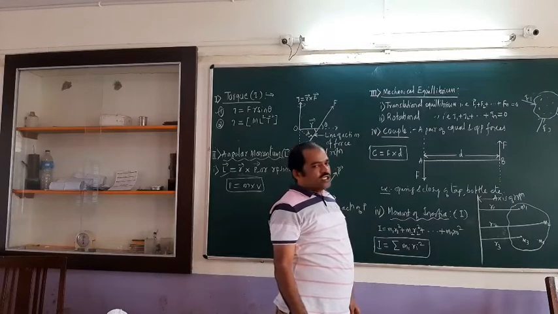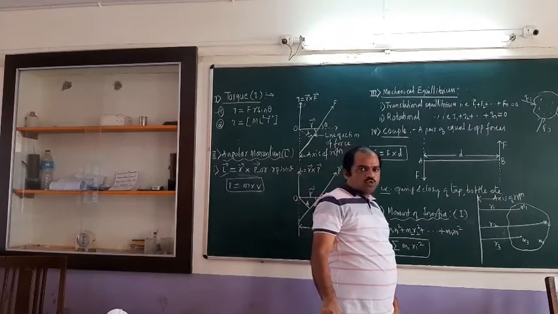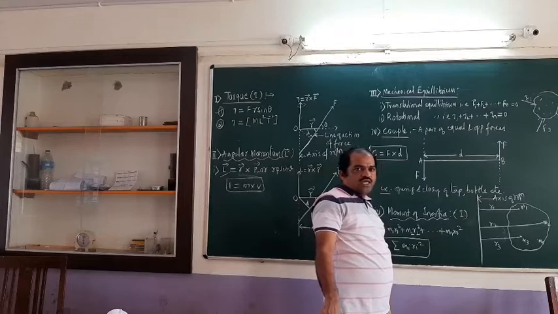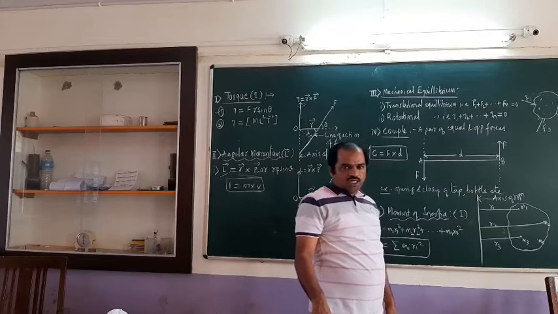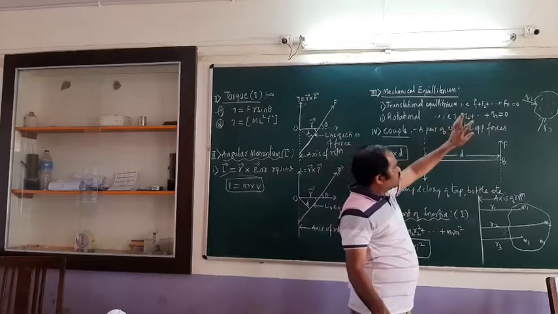It means the body should not move in a straight line. Translational means straight line motion. If the body does not move in a straight line, then the body is said to be in translational equilibrium. What is the condition for that? The sum of the forces should be equal to 0.